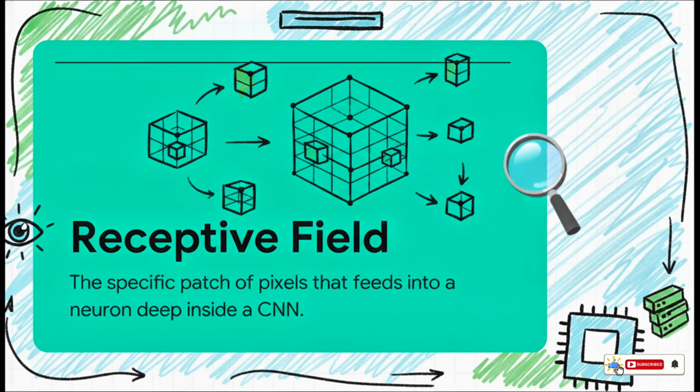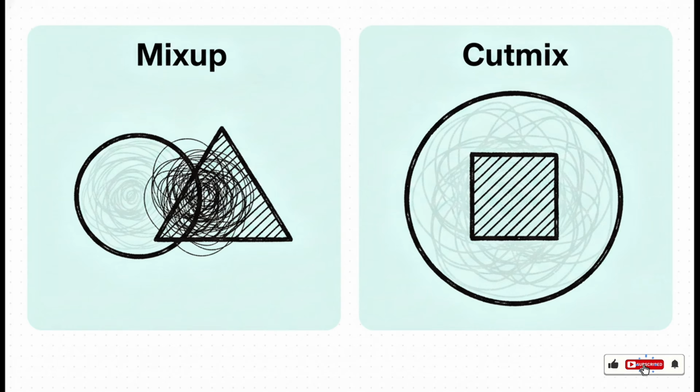Now, we can definitely push data augmentation to the next level. Standard transforms like a basic crop or a flip change the pixels but keep the labels one-hot. That means the image is still 100% a dog or 100% a cat. But advanced techniques like Mixup and CutMix completely break that rule. They actually interpolate both the pixels and the labels.